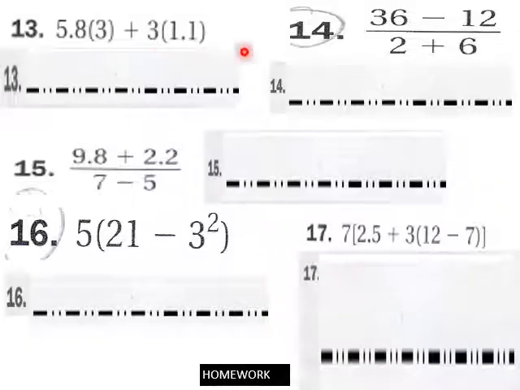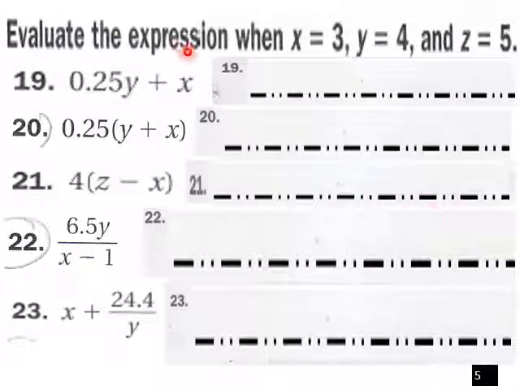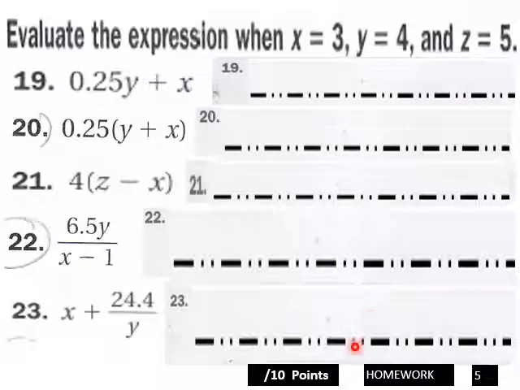Page 4, continue to evaluate these expressions. And you got 15 points here for page 4. Page 5, evaluate these expressions. Again, x equals 3, y equals 4, and z equals 5. You got 10 points here for page 5.